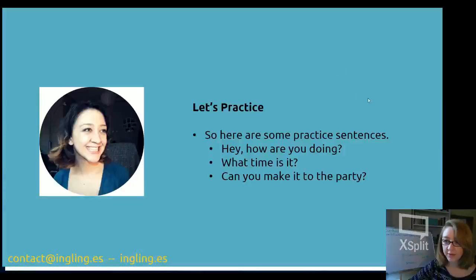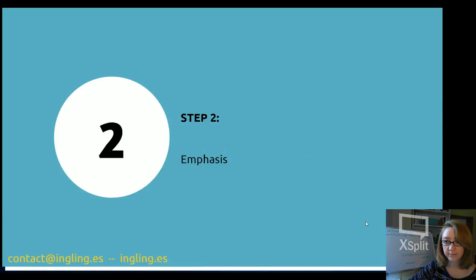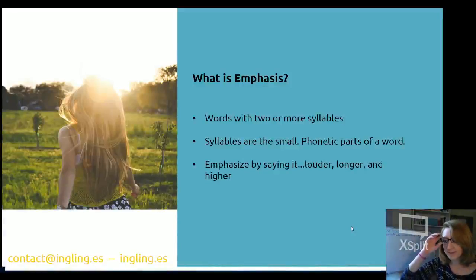Okay, so after you start to learn a little bit more about linking, you can learn how to use it in everyday conversation. Step 2 is emphasis. Now, what on earth is emphasis? Let's find out about that. Emphasis happens when words have 2 or more syllables. And a syllable is the smallest part of a word, the phonetic parts of a word.